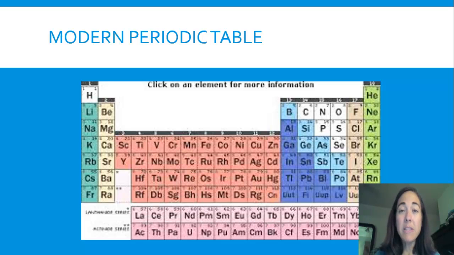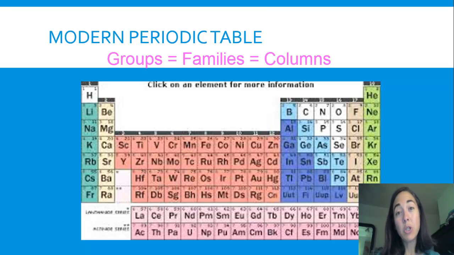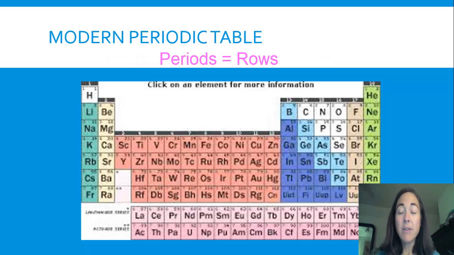Remember that the table is set up so that elements in the same group or family, which are columns, have similar properties. The periods of the periodic table are the rows that move from left to right or horizontally.